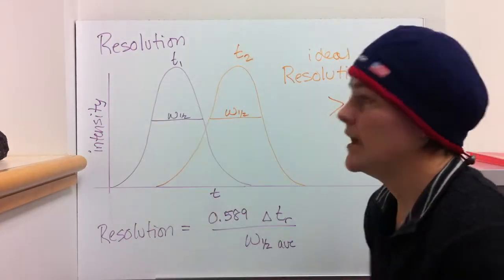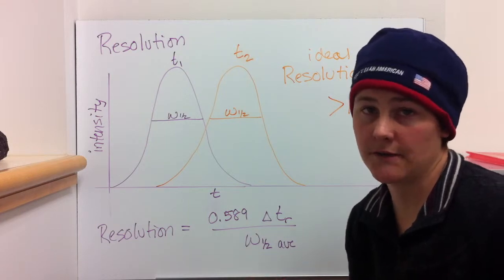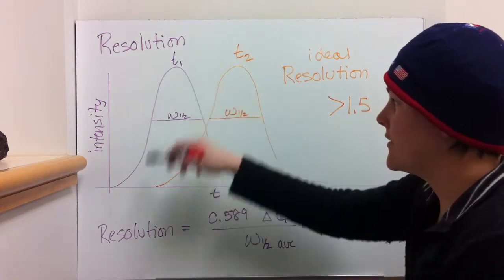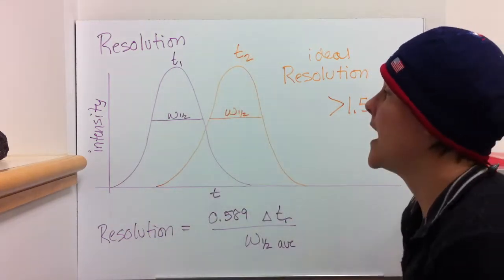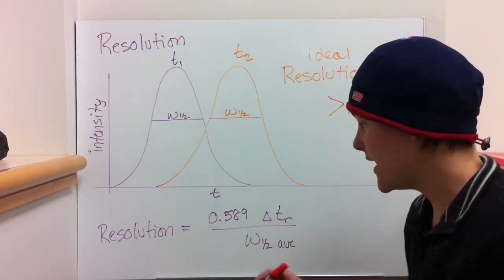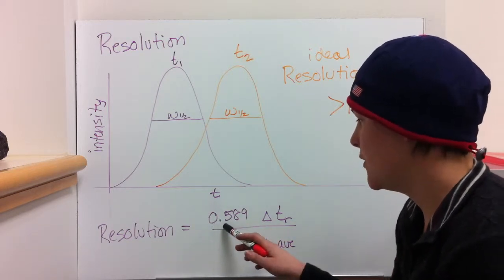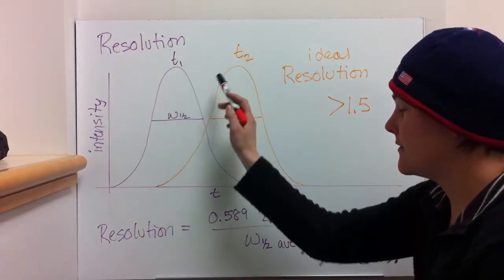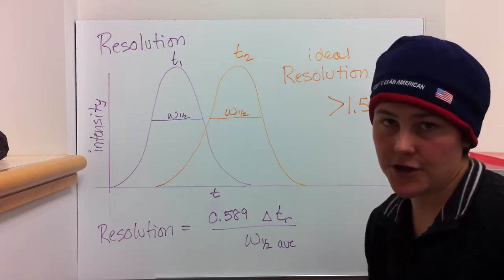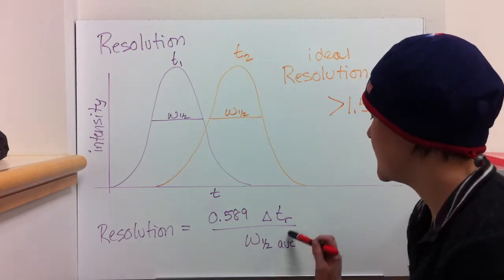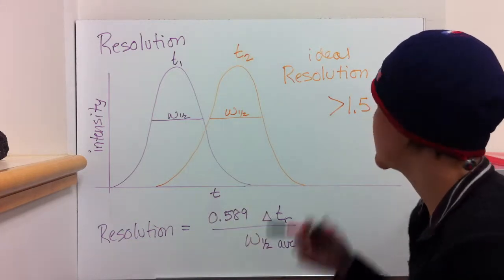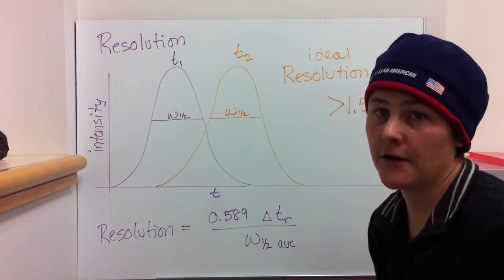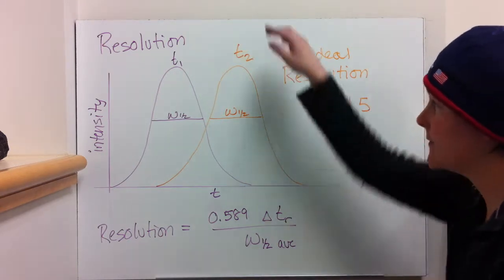So let's talk about resolution. How do you figure out if you have adequately resolved two peaks? Well, if you're trying to resolve two peaks, you can look at if they overlap. And the way that you do this mathematically is with the equation 0.589 times the difference in the retention times divided by the average width of the peaks. So you can calculate that from the full width half max. And for a good quantitative separation, you're going to be looking for a resolution of greater than 1.5.